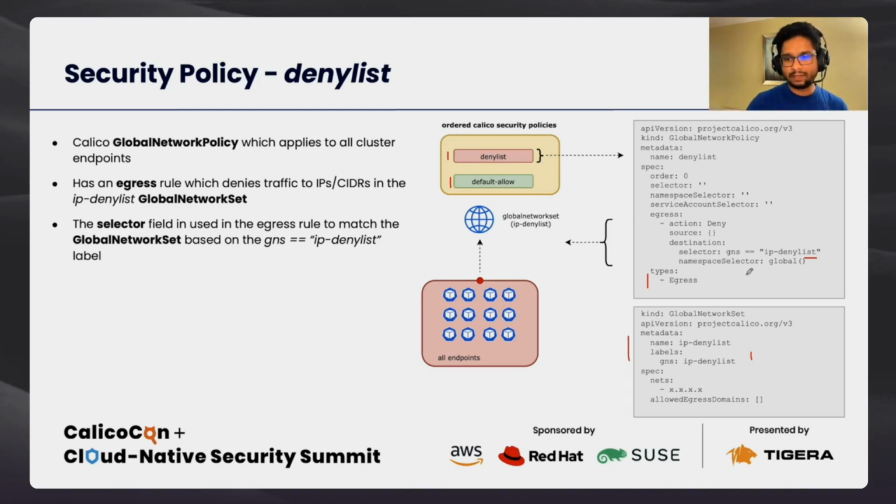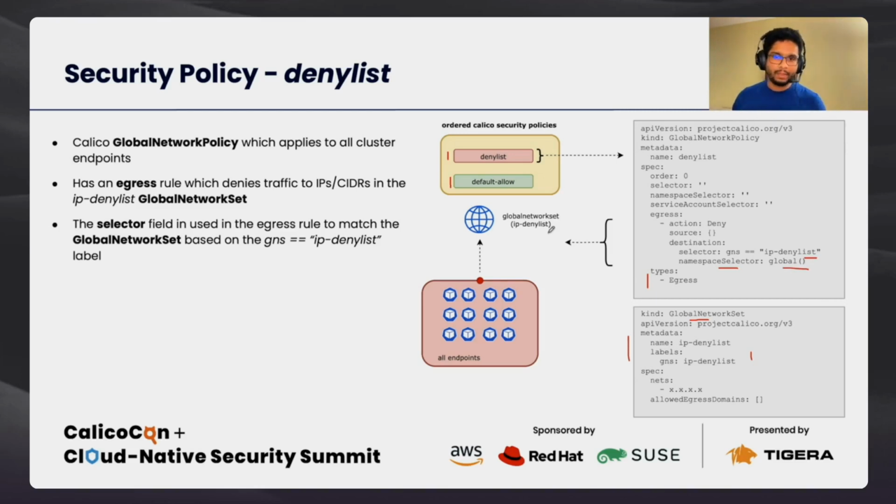There's also a namespace selector in the security policy, and the namespace selector uses a global match criteria, because this particular network set is a global network set. So what this policy does is, if any of the cluster workloads try to connect to the IP addresses specified in this global network set, those flows are going to be denied by this policy. For example, if you could retrieve these IPs from a threat feed and update the global network set, then you could effectively deny all cluster workloads access to those malicious IP addresses.